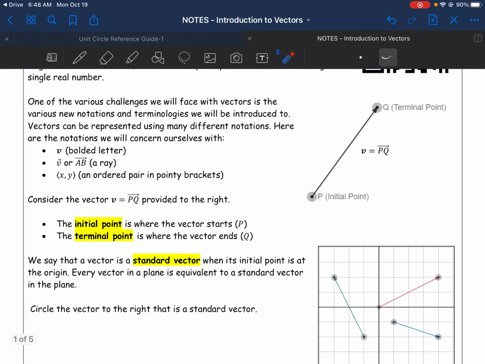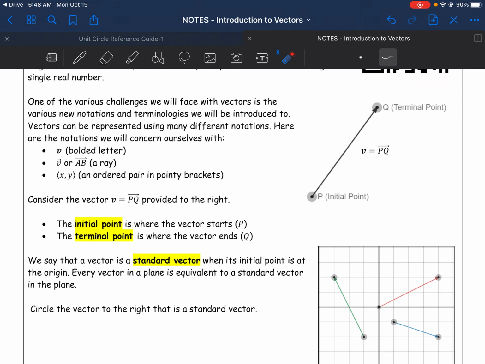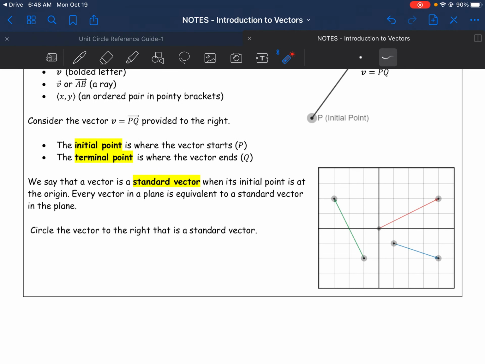So let's consider the vector v to the right over here. Vectors have initial starting points and terminal ending points. So in this example, the initial point is where the vector starts, in this case, point P. The terminal point is where the vector ends, in this case, point Q, so we call this vector PQ. Initial point first, terminal point last, P then Q. Now we say that a vector is a standard vector when its initial point is at the origin. Every single vector in a plane is equivalent to some standard vector in that plane.